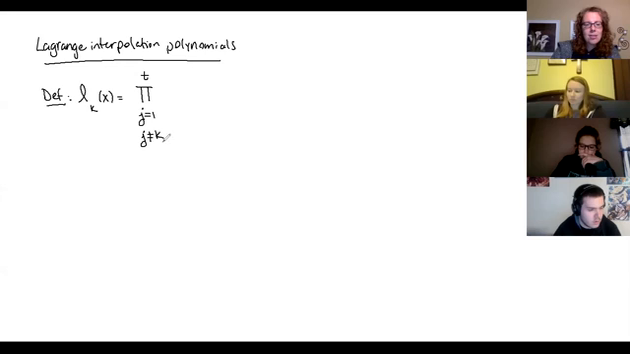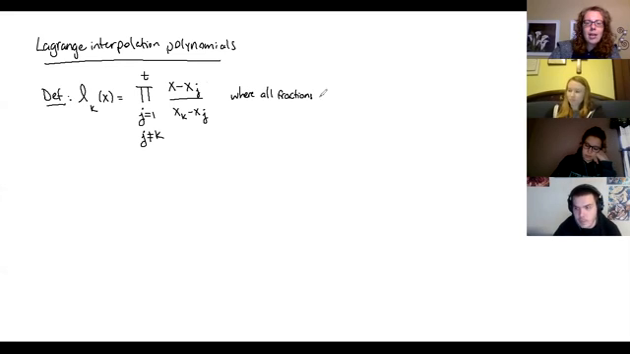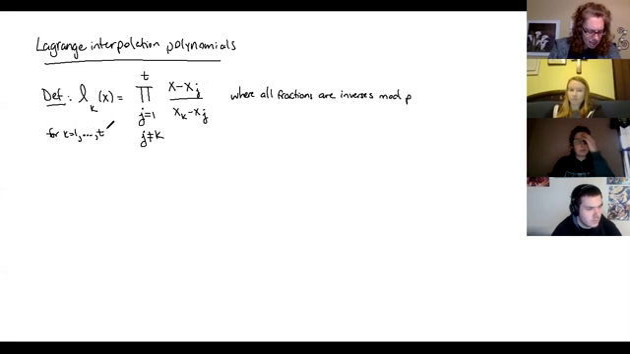So I'm going to leave this j equals k out here of x minus x sub j over x sub k minus x sub j, where all fractions are inverses mod p. And this is for k going from 1 to t.